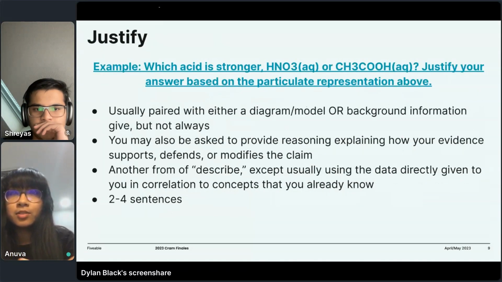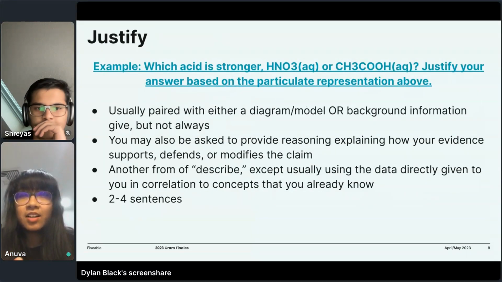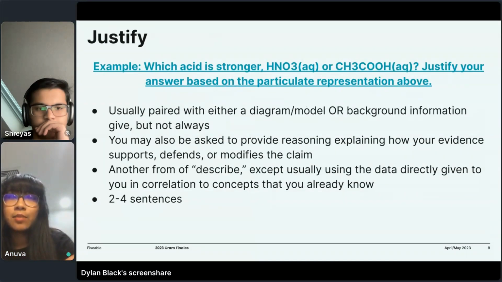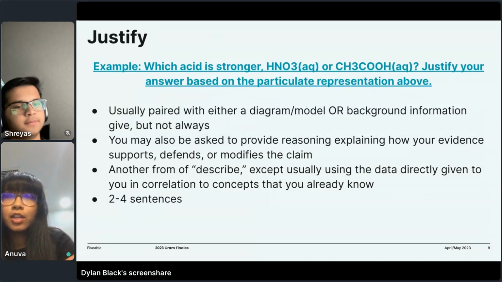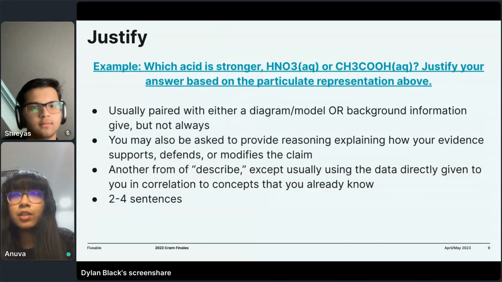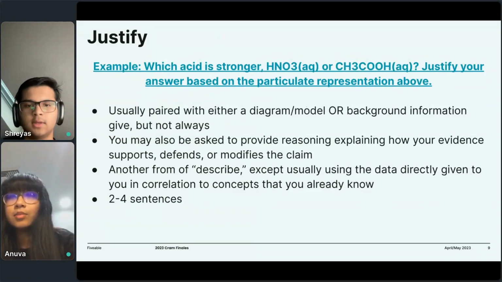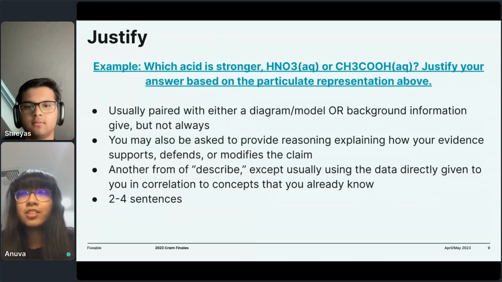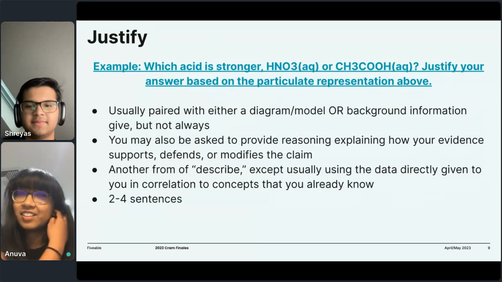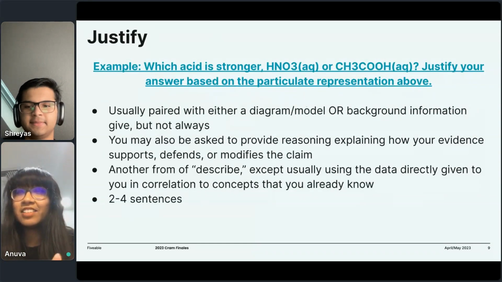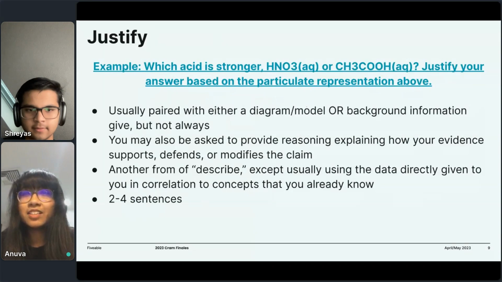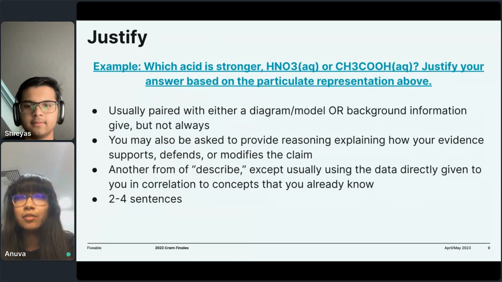Or are we on identify? I'm sorry. Yeah, okay, justify. So for this example, we're asking which acid is stronger, HNO3 aqueous or CH3COOH aqueous. Just a pop quiz question. If someone could name that acid in the chat, that'd be cool. But anyways, the question is: justify your answer based on the particulate representation above.